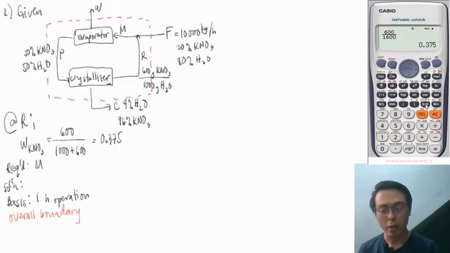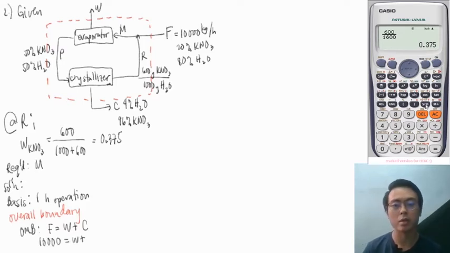What is your OMB? That would be F is equal to W plus C. We know the value of F. We substitute 10,000 is equal to W plus C. This is our equation 1. Now, to solve for the value of W and C, we have to perform component balances. And there is a tie component, it's potassium nitrate. It only enters at F and exits at C. So let's have the component balance.